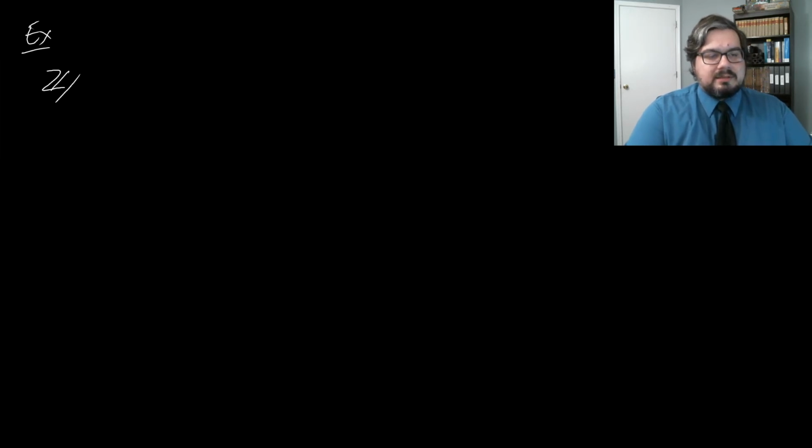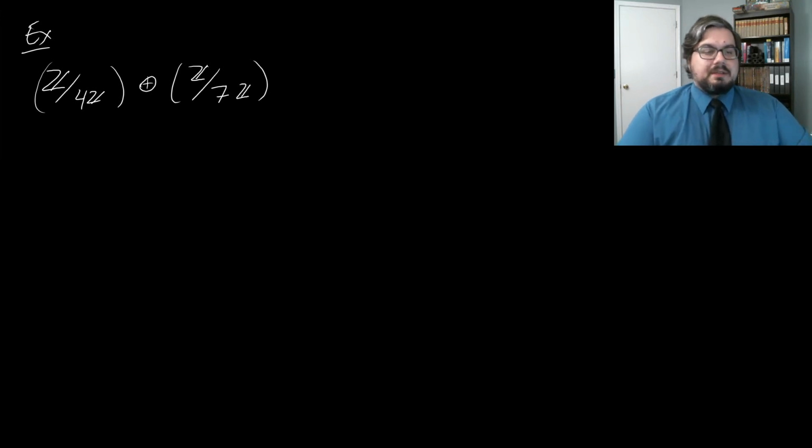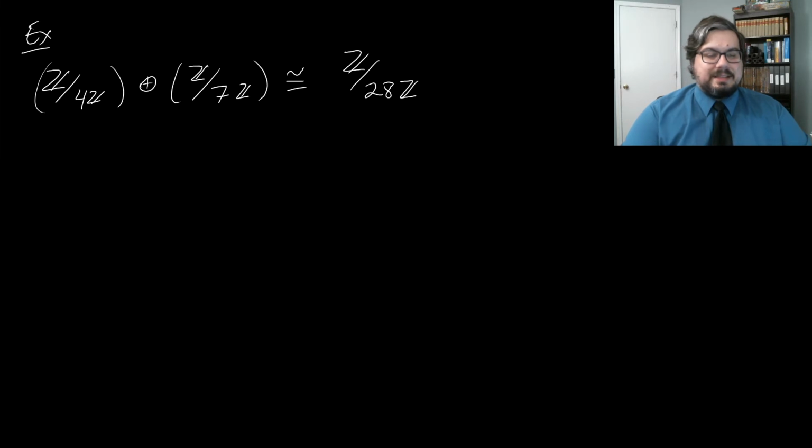Let's take Z mod 2Z and take the direct product with Z mod 4Z, is what I wanted to start with. Take the direct product with Z mod 7Z. Now, by theorem 80, what we just did, this is isomorphic to the cyclic group Z mod 28Z. And we know that because each of the groups that we're starting with are cyclic.